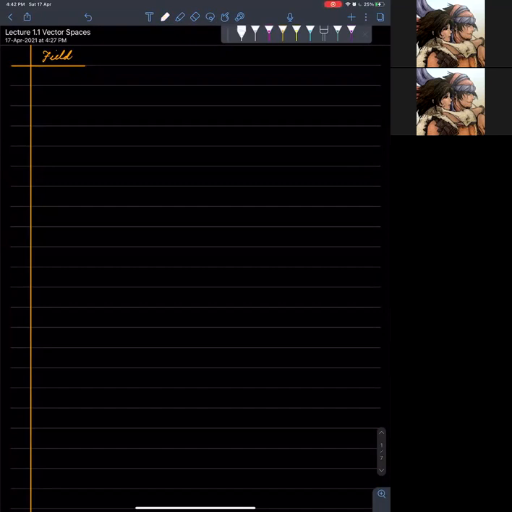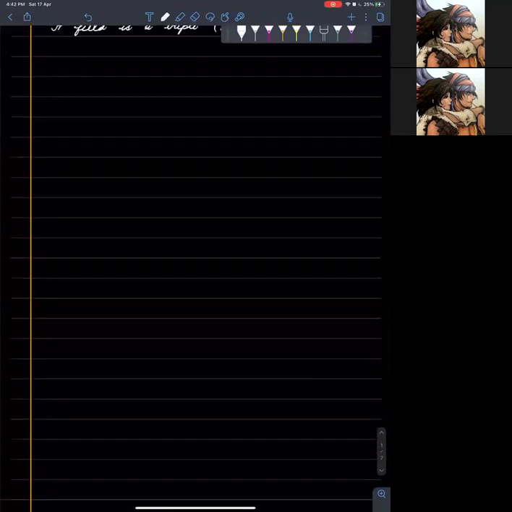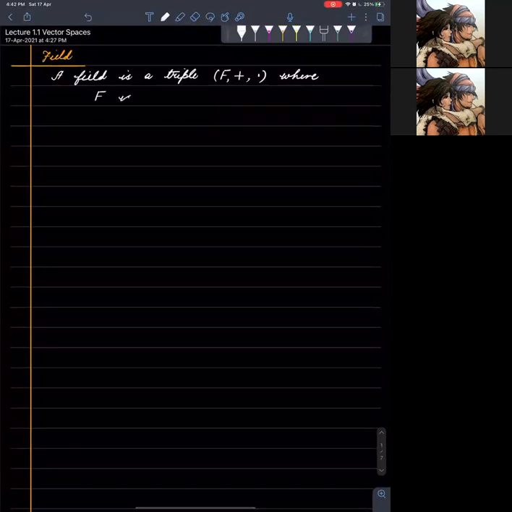So here is the definition. A field F is a triple, where F is a set, and plus is a binary operation. It just means that it is a function from F cross F to F.